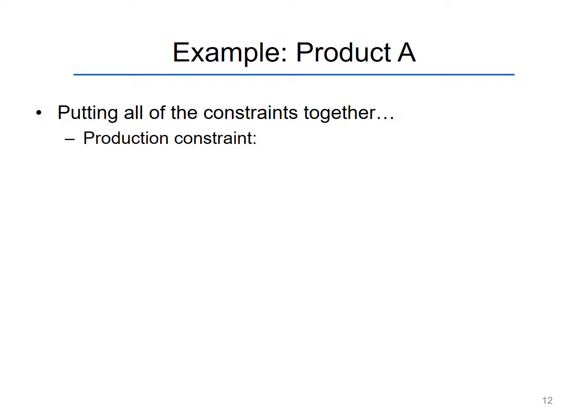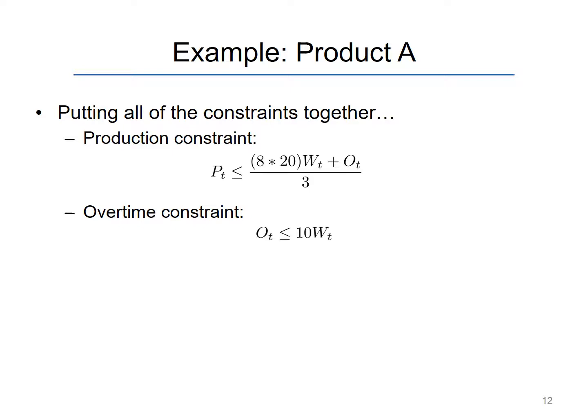To summarize all of the constraints that we just put together, we have the production constraint, PT less than or equal to 8 times 20 times WT plus OT divided by 3. Again, if you're not sure, check the units to make sure they correspond. If the units are wrong, that means you made a mistake. The second constraint, overtime constraint, OT has to be less than or equal to 10 times WT.